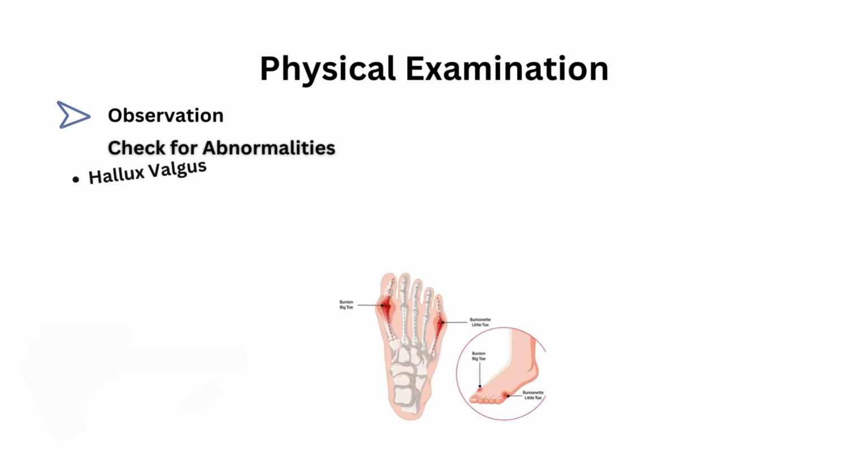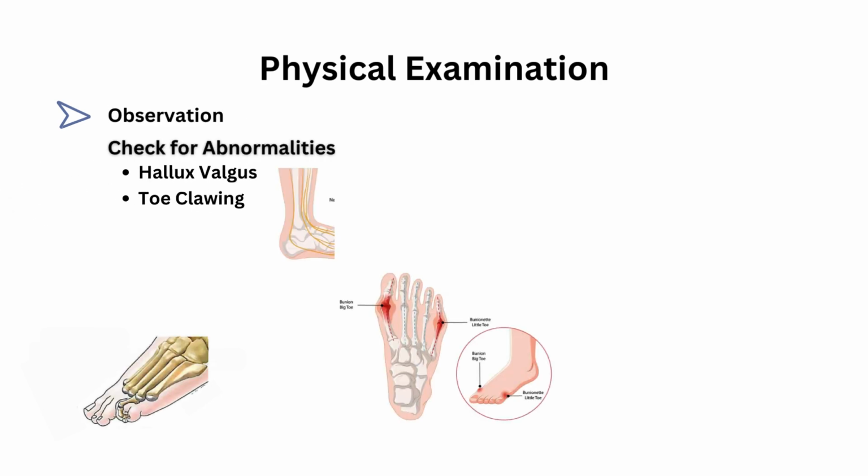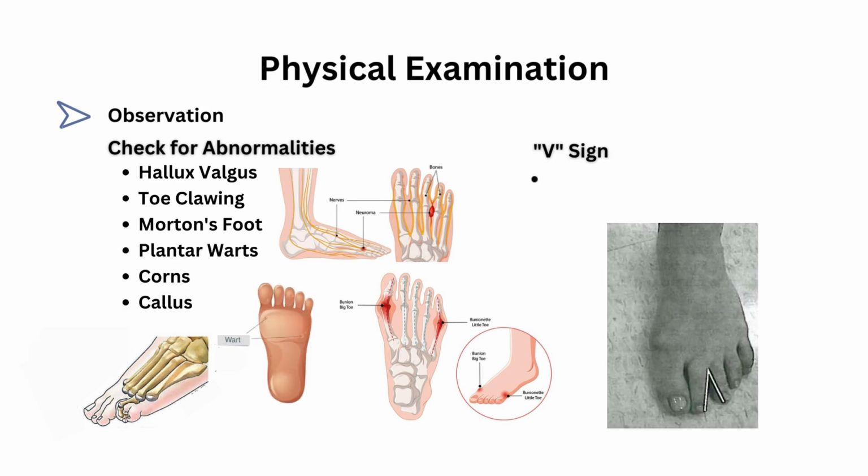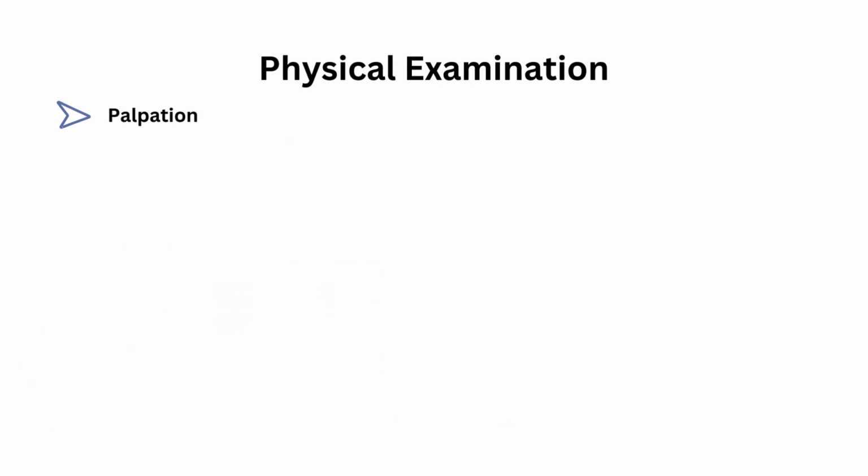Now let's move on to the physical examination. The first step is observation. Check for abnormalities like Hallux valgus, toe clawing, Morton's foot, plantar warts, corns, and callus. V sign is seen in early stage of metatarsal joint synovitis. Palpation can help identify specific pain points.